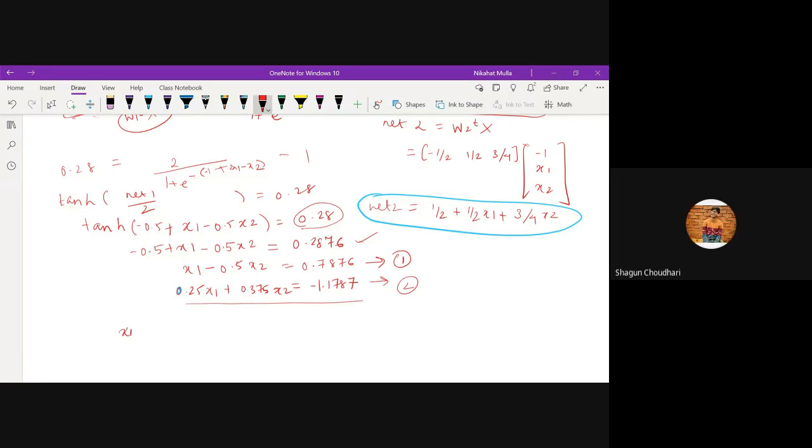Ma'am, final x1 is minus 0.5873 and x2 minus 2.7498. क्या मिला आपको? Negative 0.5873. Okay, and yes, x2 is minus 2.7498. मुझे 2.75 मिल रहा है. Okay, 2.749 ना.